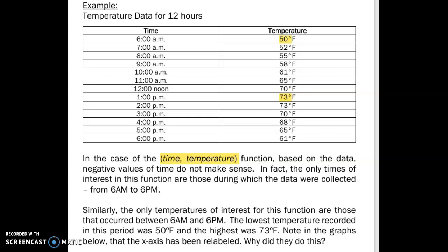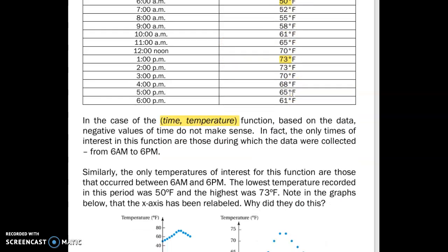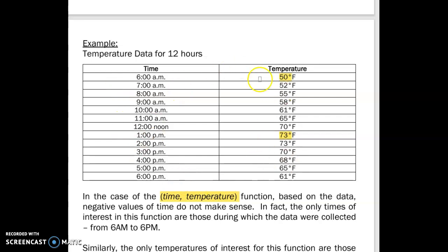And it says, based on this data that you see here, negative values of time do not make sense. In this case, we're talking about from 6 a.m. to 6 p.m. When we're dealing with time, you can't go back in time. So we don't have negative values of time. And the temperature goes from 50 to 73. So this is an example of a function represented with a table.